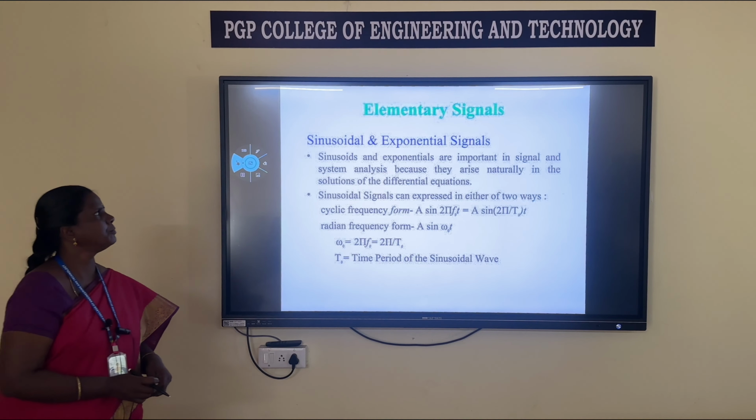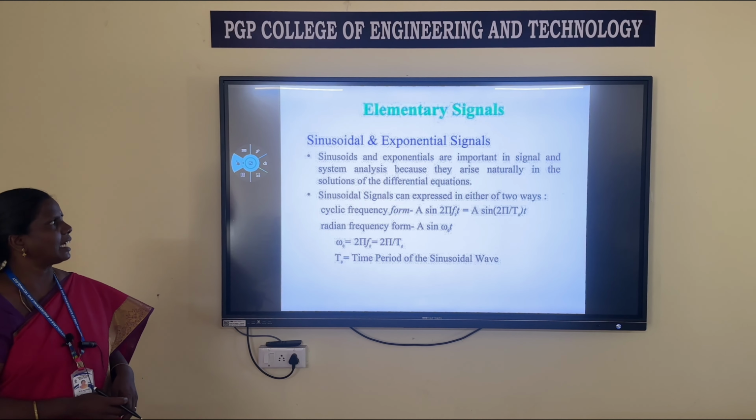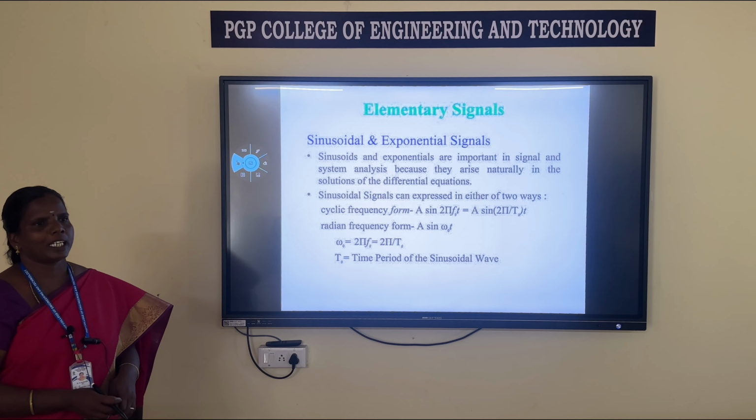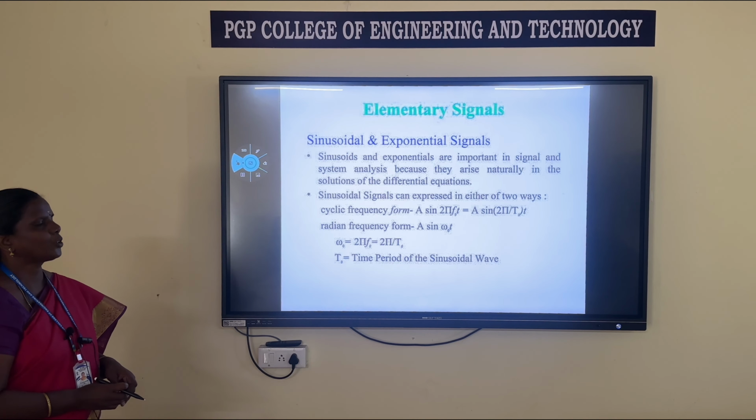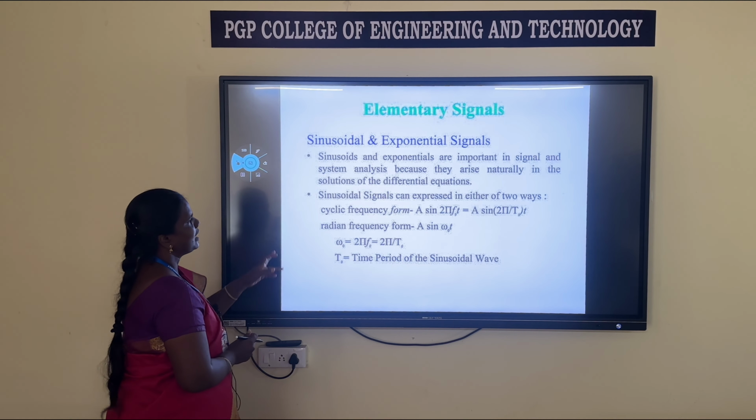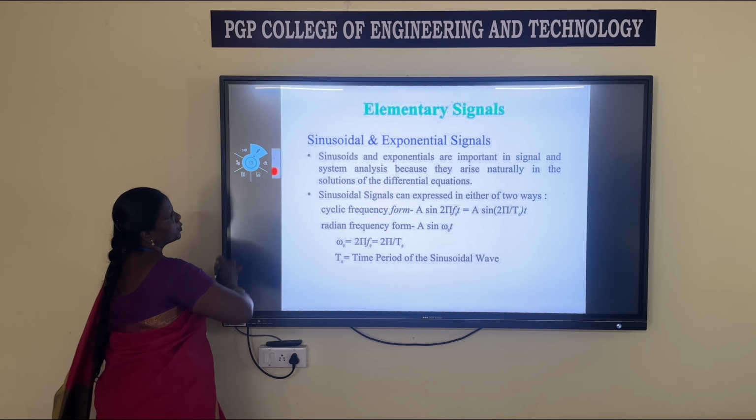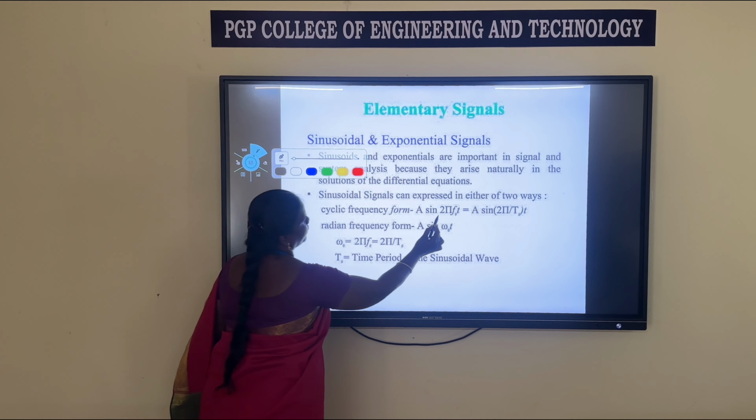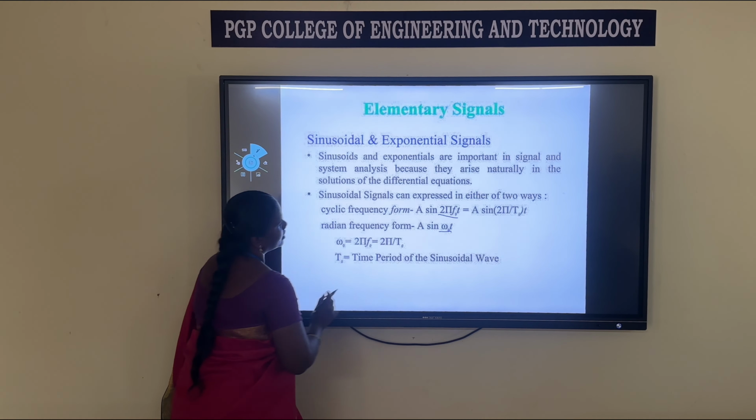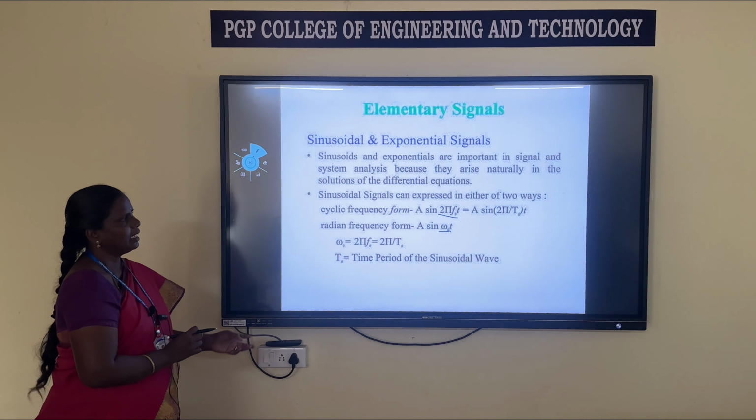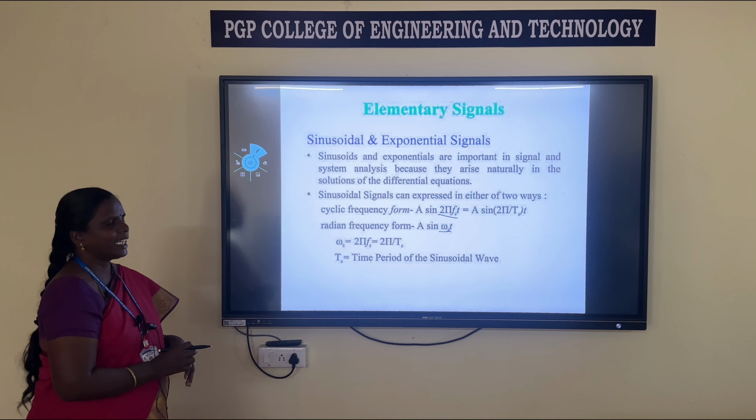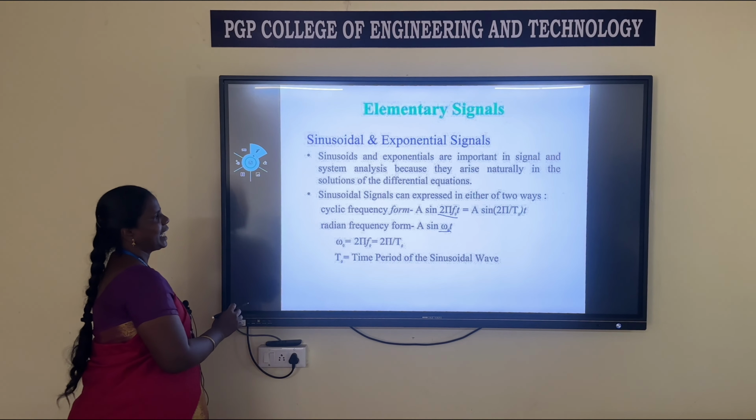Elementary signals. Sinusoidal signals and exponential signals are important in signals and systems analysis because they come naturally from the solution of differential equations. A sinusoidal signal can be expressed in two forms: one is the frequency form, another is the radian form. In frequency form it is represented as sin 2 pi f naught t. In radian form it is represented as sin omega naught t.